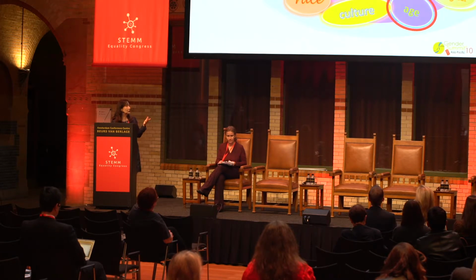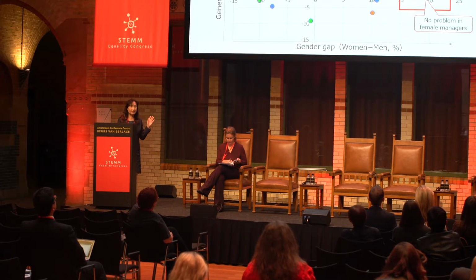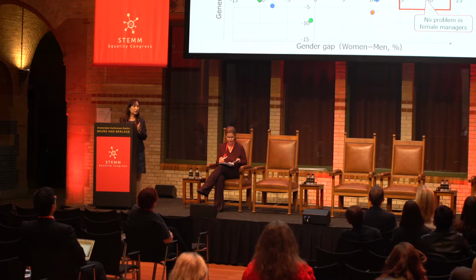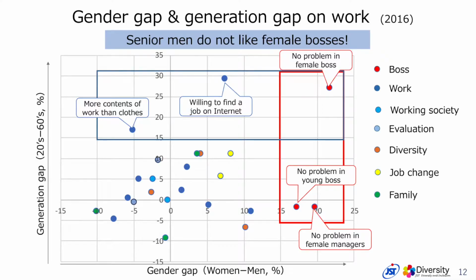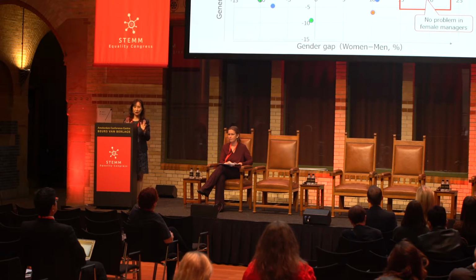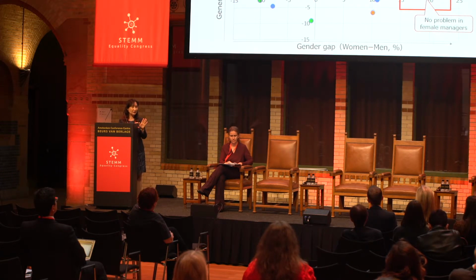So next, I would like to show you the age problem. This is also a survey result on the Japanese gender gap and generation gap in working life. The horizontal axis shows the gender gap, and the right point shows a big gender gap. We can find 3 big gender gaps: one is about female bosses, the other is younger bosses, and the third is female managers. So we can see men don't like female and young bosses.